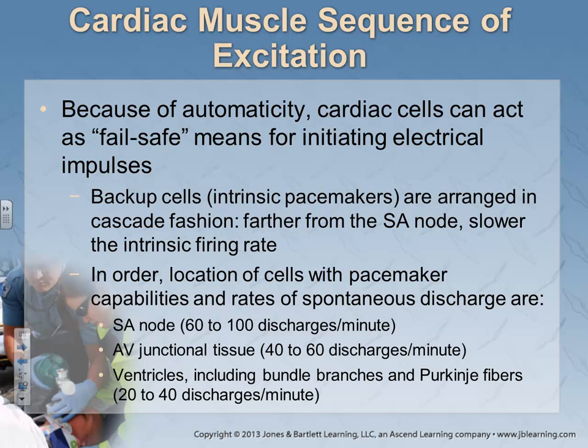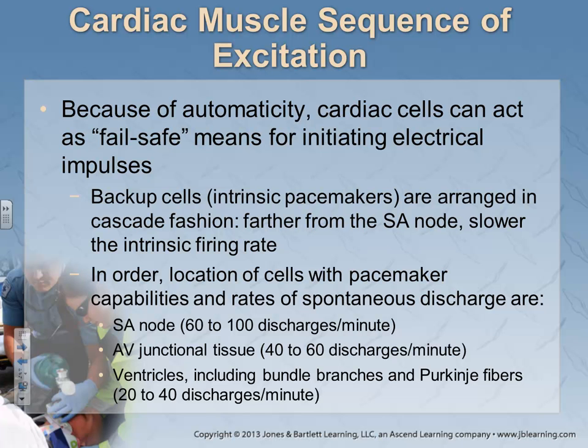The backup cells are called the intrinsic pacemakers, and they're arranged in a cascade fashion, which means that these electrical cardiac cells, even though they've got the property of automaticity, are arranged in a way in which they can conduct the electrical activity on down, okay? So they're kind of like in their own little power line, right? Remember the internodal pathways and all that?